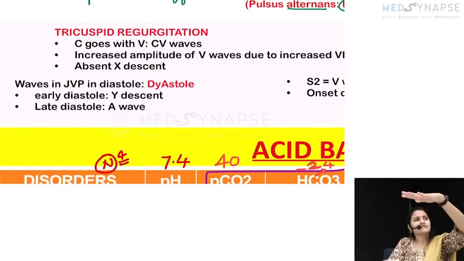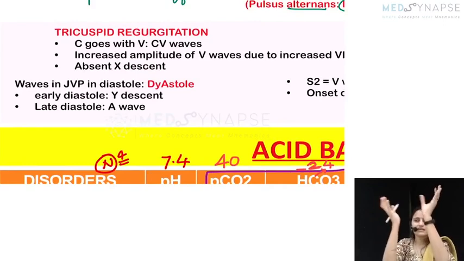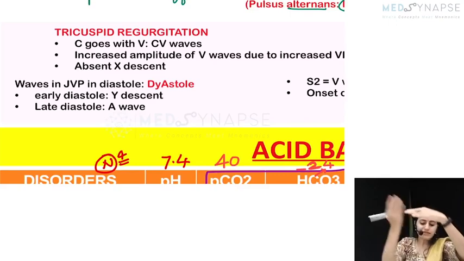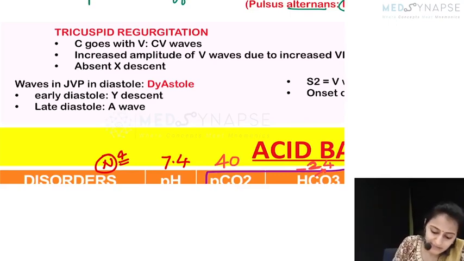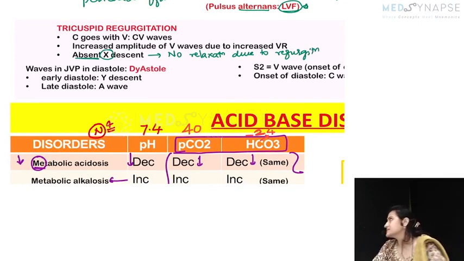When there is tricuspid regurgitation, what is happening? Is the atrium getting any time to relax? क्योंकि ये बंद ही नहीं हो रहा है दरवाजा, so the atrium is not getting any time to relax. So what is absent? X descent. There is no relaxation. The atrium is not getting any time for relaxation due to regurgitation. So the X is absent. X is relaxation.